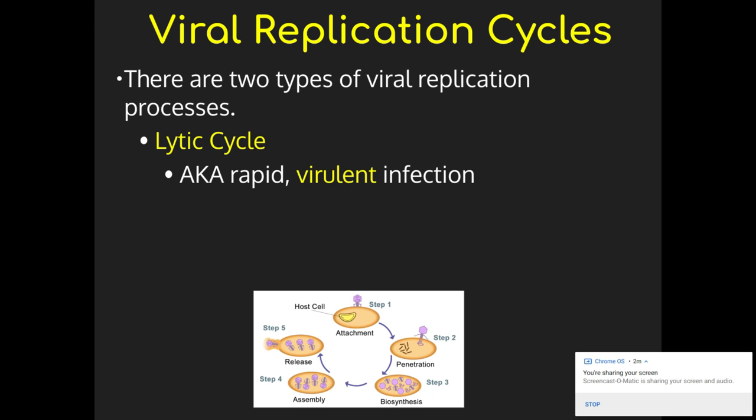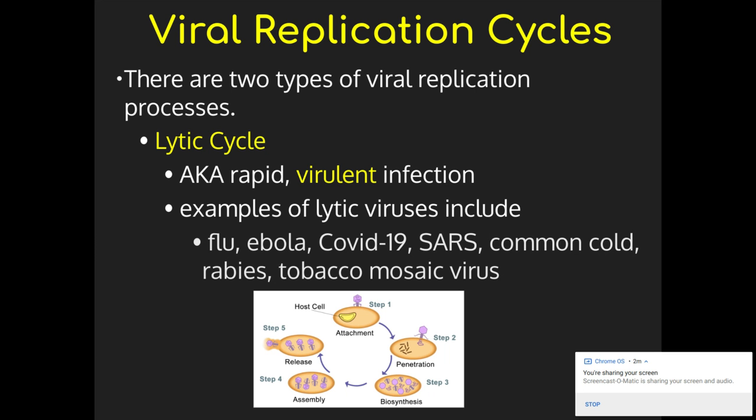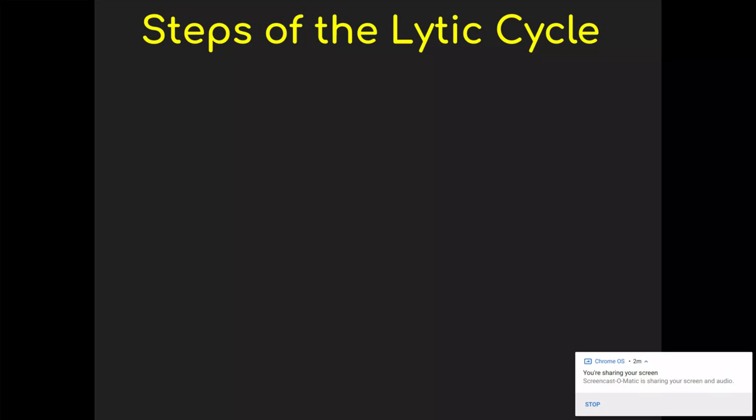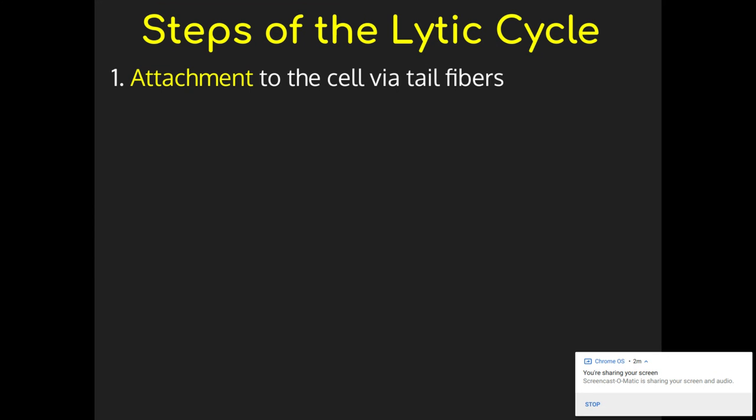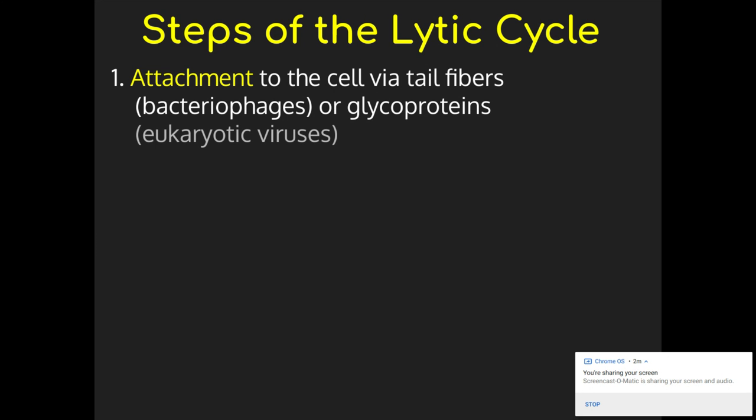It's kind of like a pathogen with bacteria, same word. Examples of some lytic viruses that you guys have already been exposed to are flu, Ebola, we've talked about before, COVID-19 is one, SARS, the common cold, rabies, and then tobacco mosaic. The steps of the lytic cycle include attachment. The virus has to attach to the cell. If we're talking about a bacteriophage, it's going to use its tail fibers. If we're talking about a eukaryotic virus, it's going to be the glycoprotein.